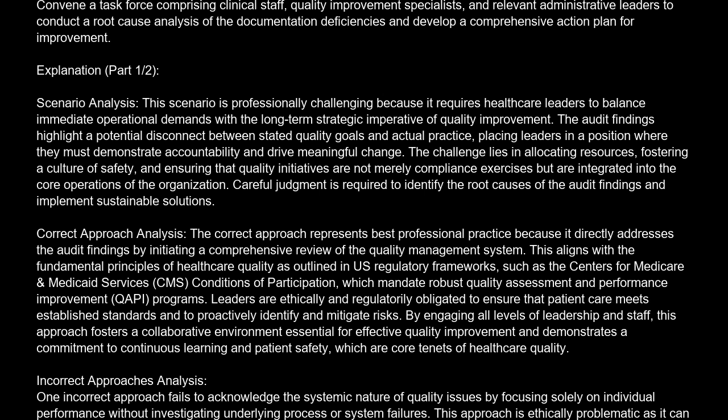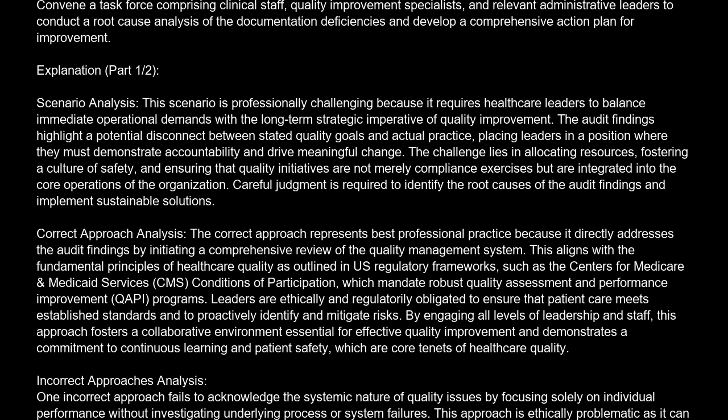Leaders are ethically and regulatorily obligated to ensure that patient care meets established standards and to proactively identify and mitigate risks. By engaging all levels of leadership and staff, this approach fosters a collaborative environment essential for effective quality improvement and demonstrates a commitment to continuous learning and patient safety, which are core tenets of healthcare quality.